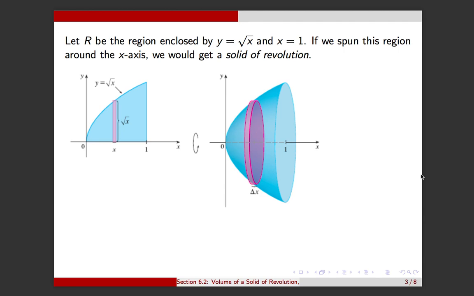So here's an example of a specific region. Let R be the region enclosed by the root function and x equals 1. Here's the graph of square root x, and then here's x equals 1. These enclose a region here, trapped between the x-axis on the bottom and root x on the top. If we spun or revolved this region around the x-axis, we would get what's known as a solid of revolution.